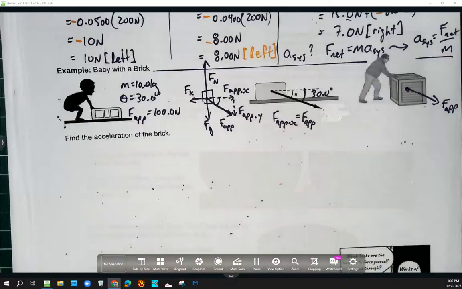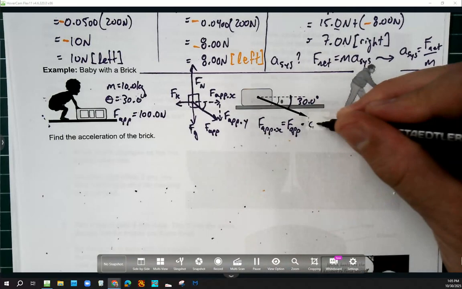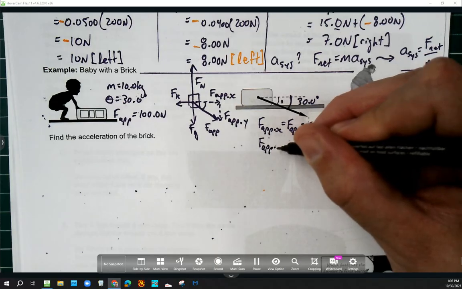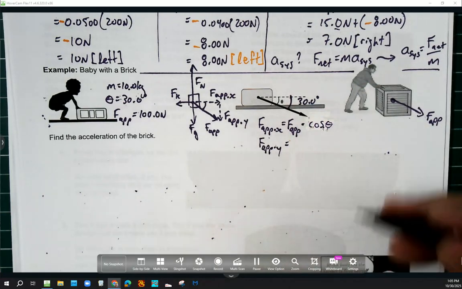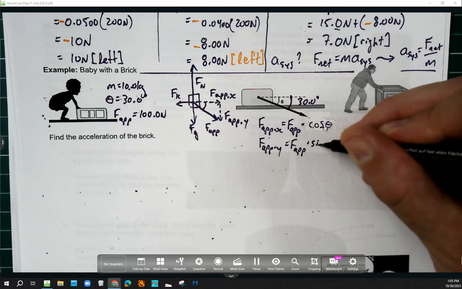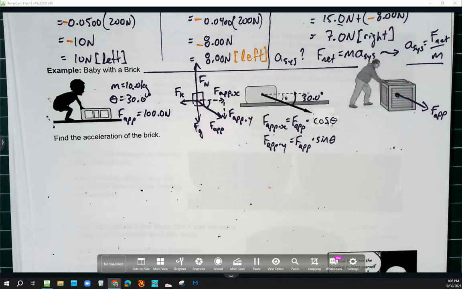I would say that F applied x is equal to F applied times, because it's the adjacent side, cosine of theta. And F applied y, because it's the opposite side, would be F applied, the hypotenuse, times sine of theta. This is just SOHCAHTOA ratios, right? So we want to be good at that. We want to feel comfortable with that.